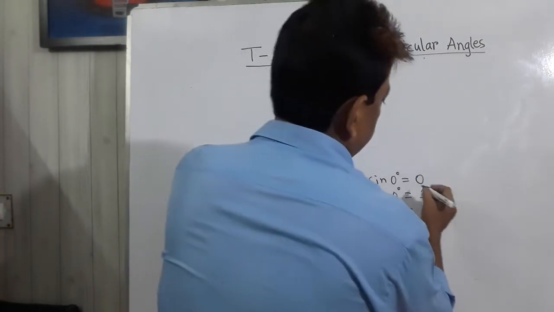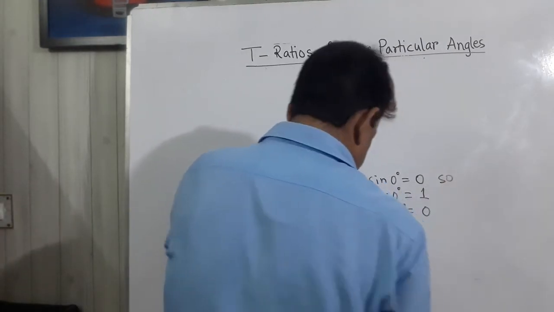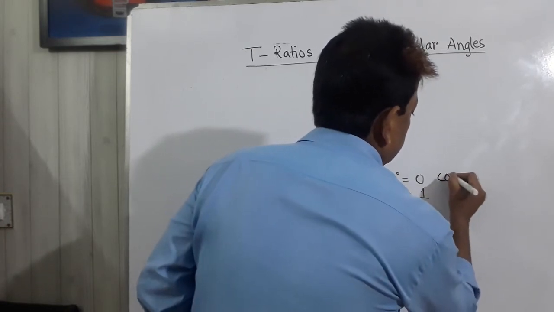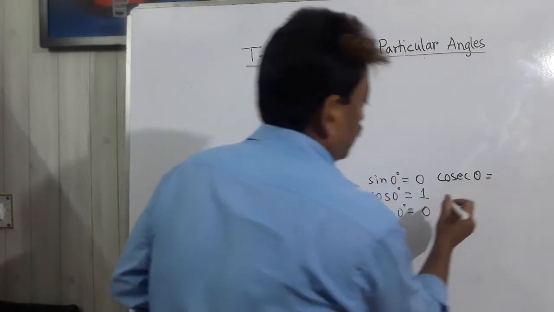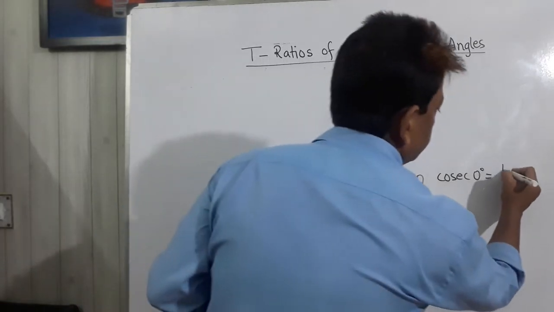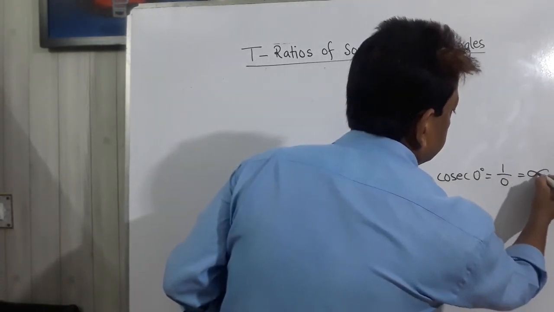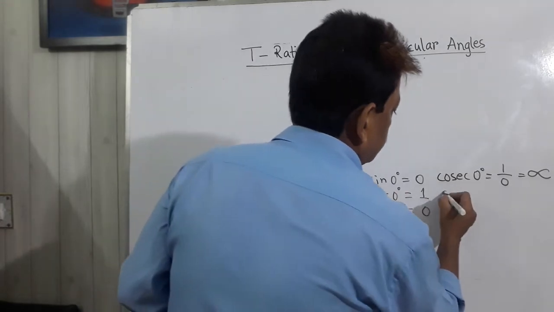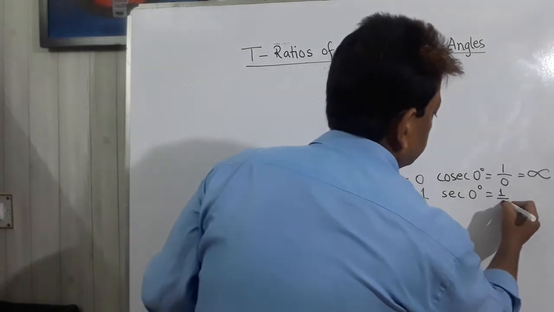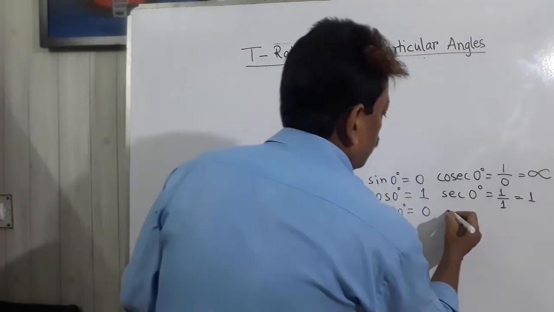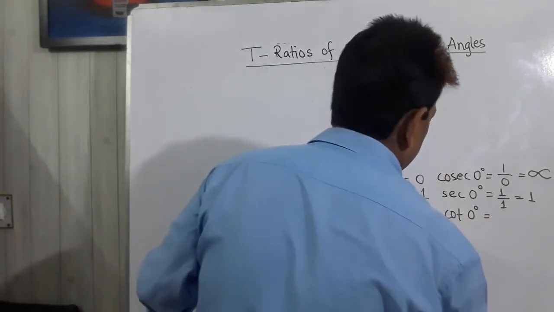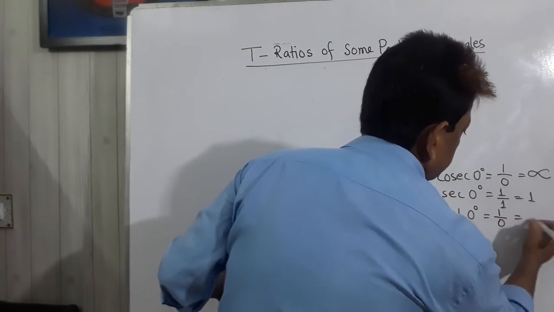So here if sin 0 is 0, then cosec 0 will be the reciprocal of sin 0, that is 1 upon 0, that is undefined. Cos 0 is 1, so sec 0 is also 1, reciprocal of 1 is 1, and cot 0 is the reciprocal of tan 0. So tan 0 is 0, therefore cot 0 degree will be 1 upon 0, so this is also undefined.